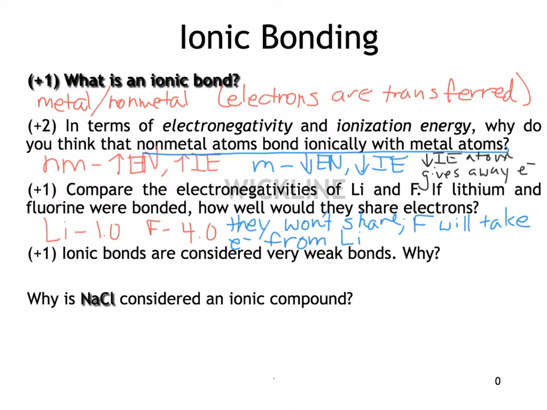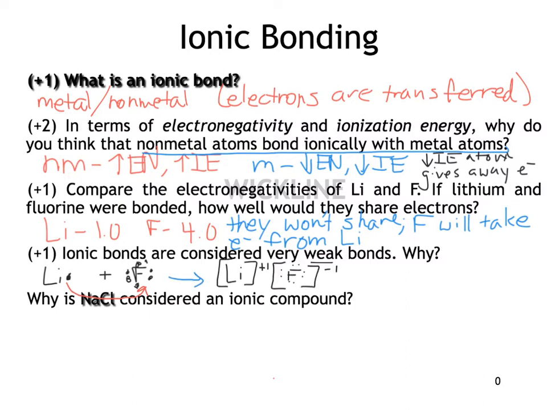So one reason why ionic bonds are considered to be weak bonds is because the elements that are involved in the bond have stable electron configurations after the electrons are transferred. So in an example of lithium versus fluorine, where lithium has 1 electron in its valence shell and fluorine is missing 1 electron in its valence shell, then what's going to happen is that lithium will transfer its electron to fluorine. This will make them both ions and it'll make them both stable.